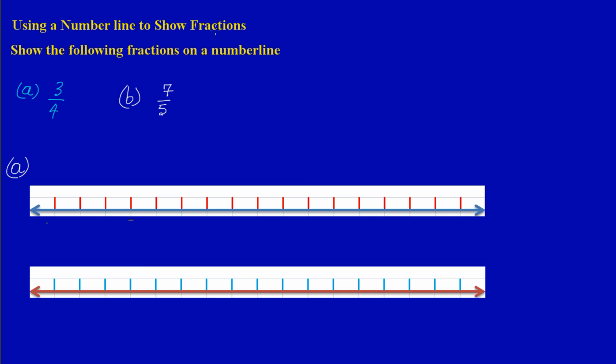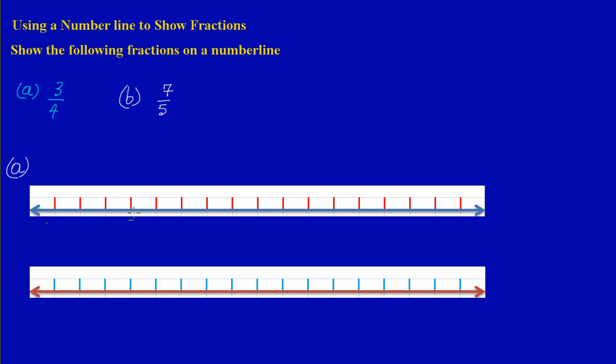In this lesson, we're going to be looking at how we use a number line to show fractions. We're asked to show 3/4 on a number line in part A, and in part B, we're asked to show 7/5. In representing these numbers, you draw your number line. After I've drawn my number line and divided it into equal units, basically what I'm going to be doing from here is to just label my number line.